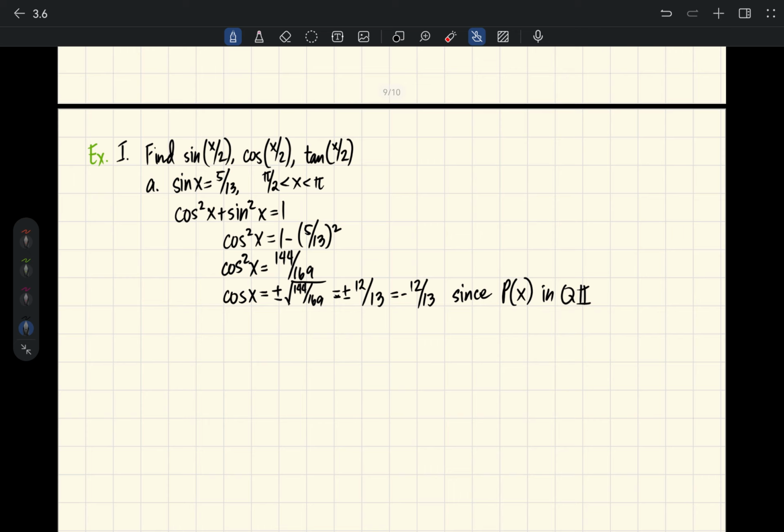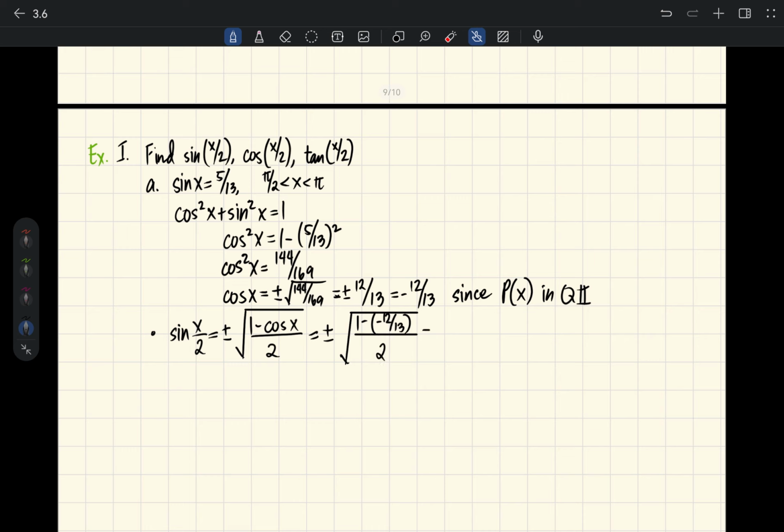Now that you have your sine and your cosine, we can proceed with finding sine of x over 2, cosine of x over 2, and tangent of x over 2. First, sine of x over 2, we have plus minus square root of 1 minus cosine x over 2, and this one is just equal to plus minus square root of 1 minus cosine x, that's negative 12 over 13, over 2.